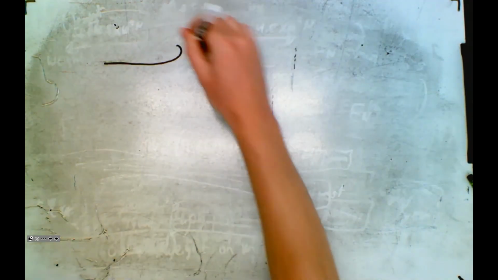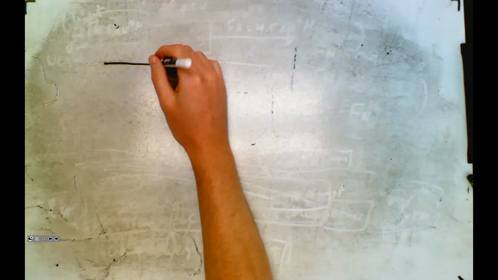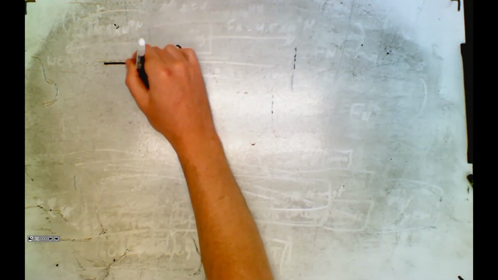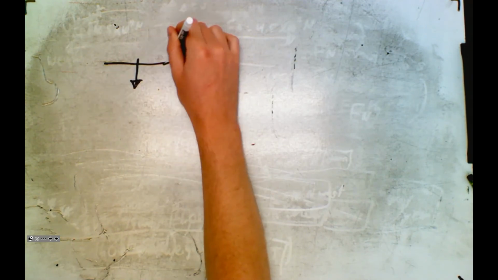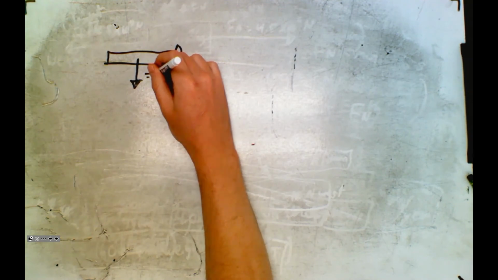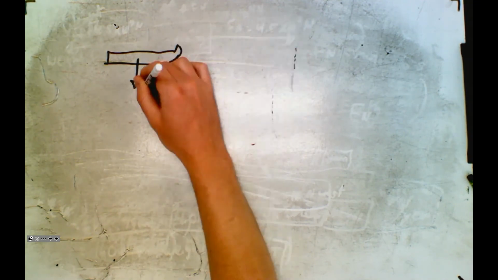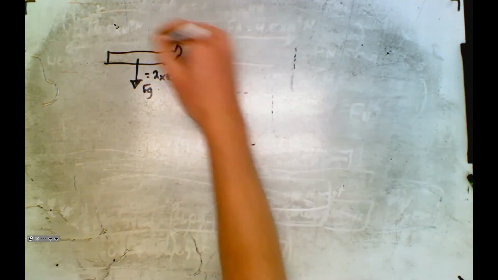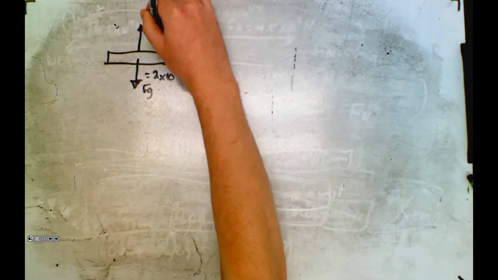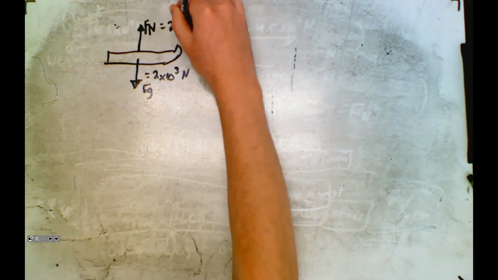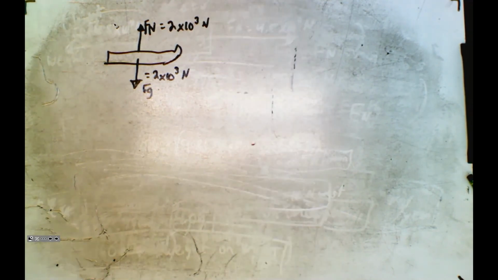So we have a sled like this, and it tells us it's a 2 times 10 to the 3 newton sled. That's just referring to our weight. So our weight is 2 times 10 to the 3 newtons. That's our Fg. Okay, which also means that our force normal is equal to 2 times 10 to the 3 newtons as well.